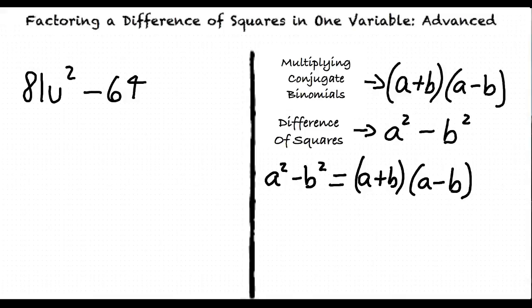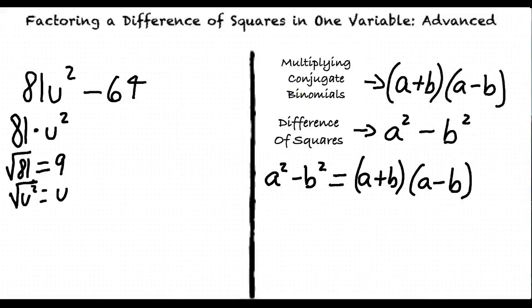To factor a difference of squares, we first take the square root of both of our terms. We will use only the principal square root, which is the positive square root. Let's rewrite 81u squared as 81 times u squared, which is an equivalent expression. The square root of 81 is 9, and the square root of u squared is u. So now we can recombine our term, yielding 9u as the square root of 81u squared. Next, we know that the principal square root of 64 is 8, so let's write that here.